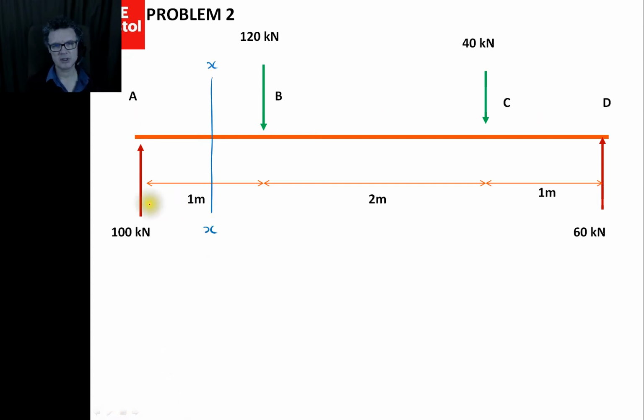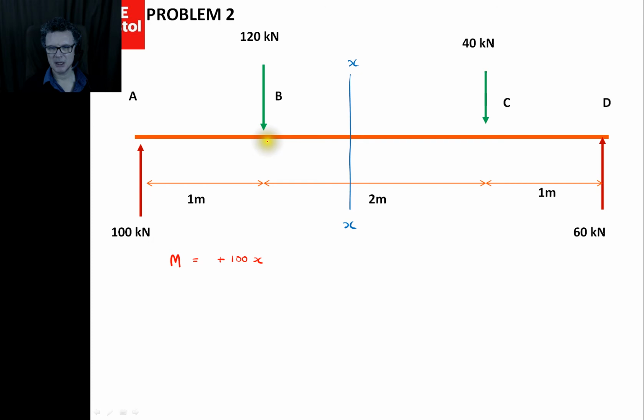So imagine we're somewhere between A and B. We're going to look left of us and see what values we're going to have in our M equation. Between A and B, M equals, well, it's positive because it's going upwards. It's 100, and it's a distance x. So when I'm somewhere between A and B, my equation for M is going to be plus 100x.